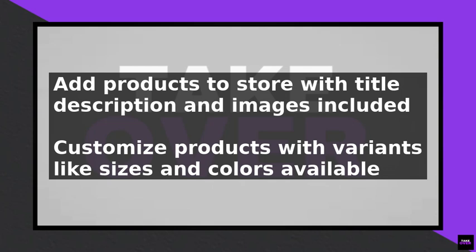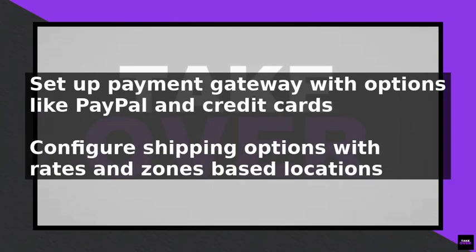Finally, you need to set up shipping options for your store. To set up shipping, click on the Settings tab and then click on Shipping. Enter your shipping rates and options, such as free shipping or flat rate shipping. You can also set up shipping zones and rates based on location.